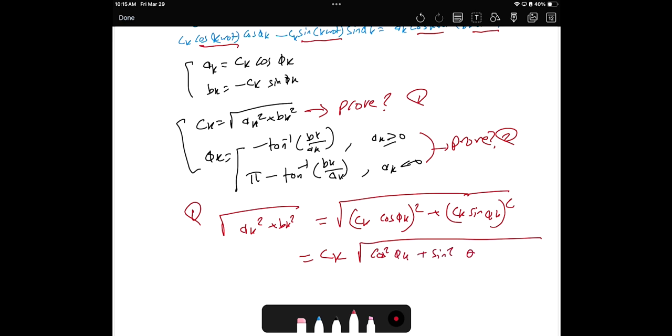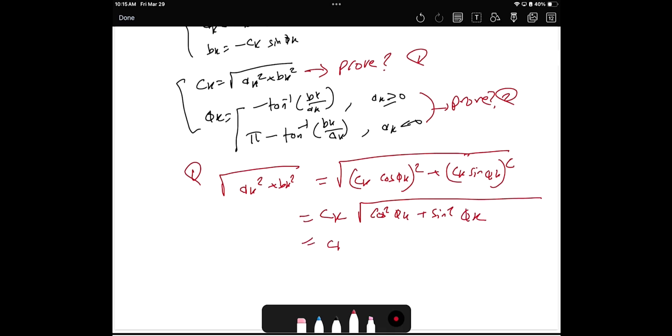What do we know about cosine and sine? Cosine squared plus sine squared will be what? 1. So it will be c_k times 1, which makes it c_k. And of course c_k must be positive. Then that's how we prove the first one.